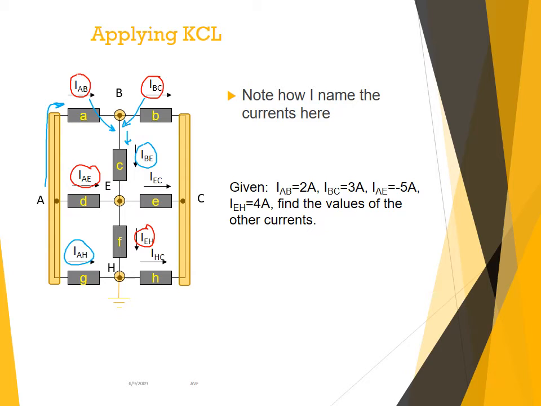I have IAH, IEH, so that allows me to calculate IHC. And then now I have IBC because, again, this is coming into node C. It's flowing out of node B and flowing into node C. I have IHC that's coming up in this direction, also flowing into node C, so that's going to allow me to calculate IEC. So it looks like I have enough currents to calculate all the currents in my circuit.